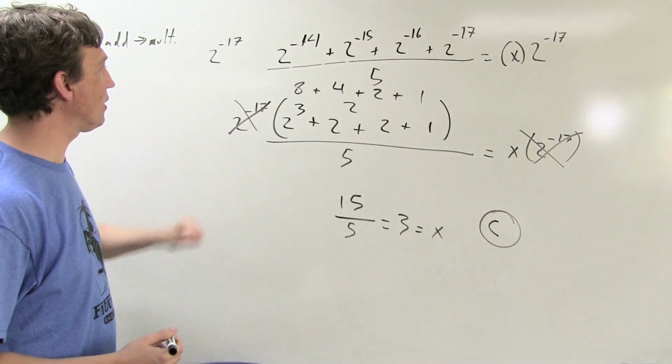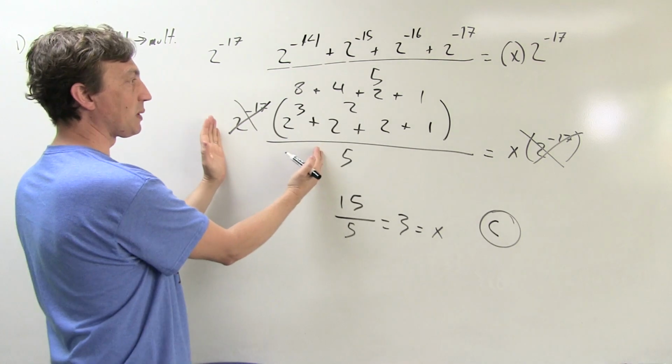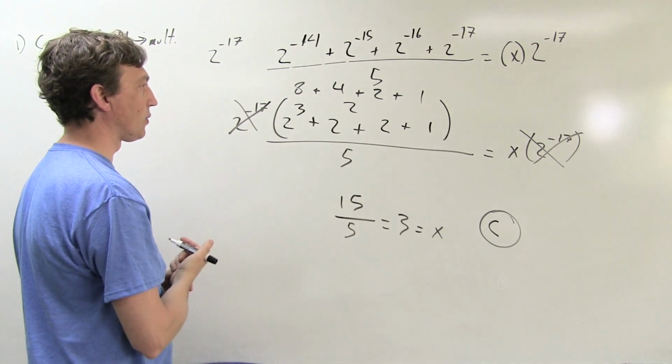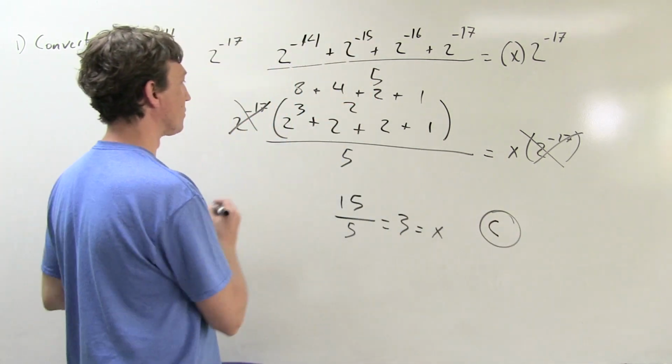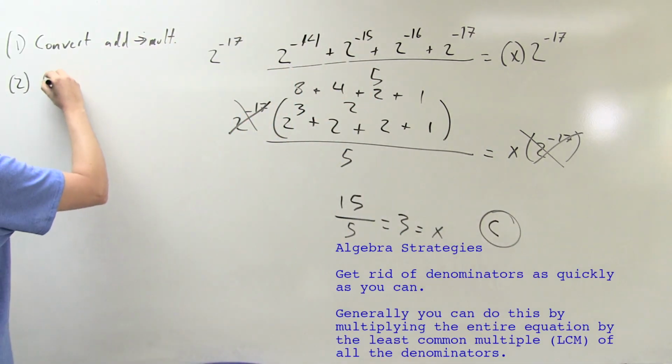But if we pull out, if we factor out, then we have a multiplication on the left side of the equation by 2 to the 17, and we can divide and cancel that. We can remove both of those at once.